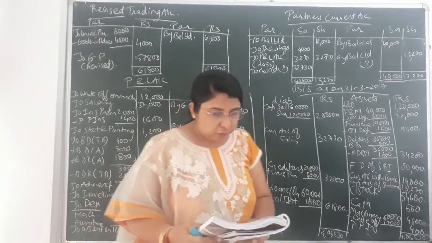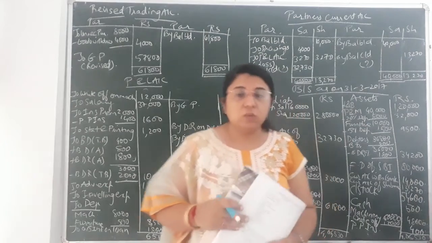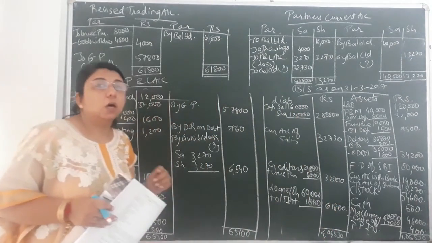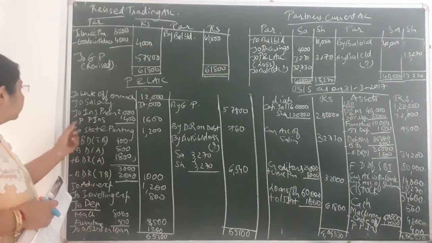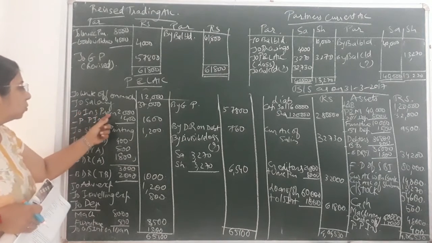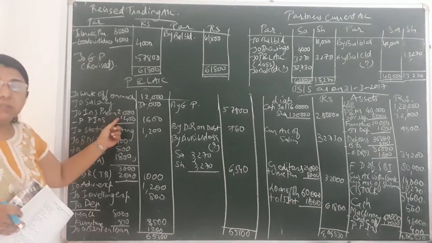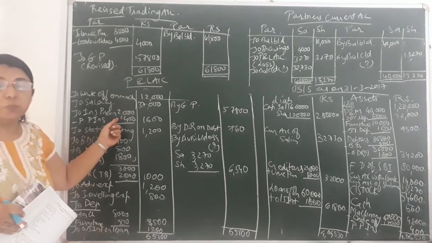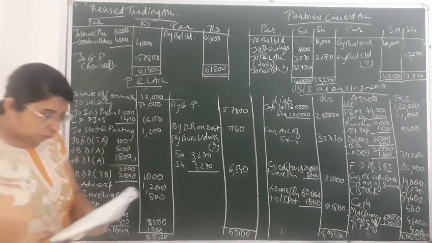Okay. Then afterwards, insurance premium, that is 2,000. It is an expense, so it will be recorded on the debit side of P&L account. You can see I have written in inner column to insurance premium 2,000, because there is an adjustment of prepaid insurance premium in the question.